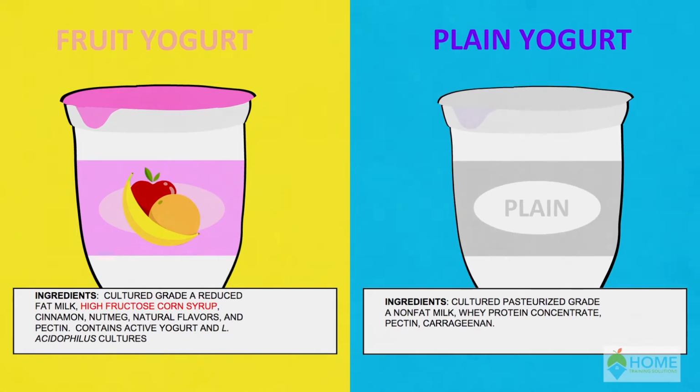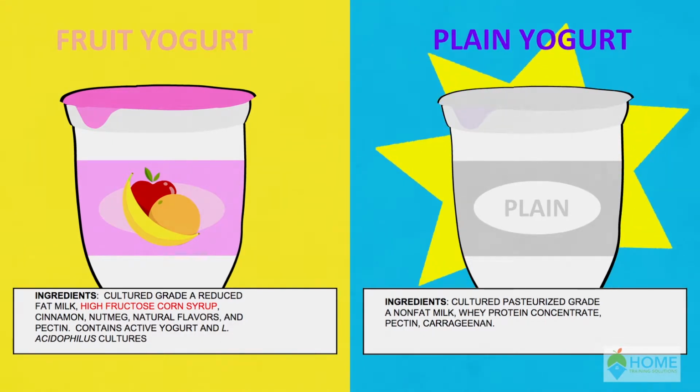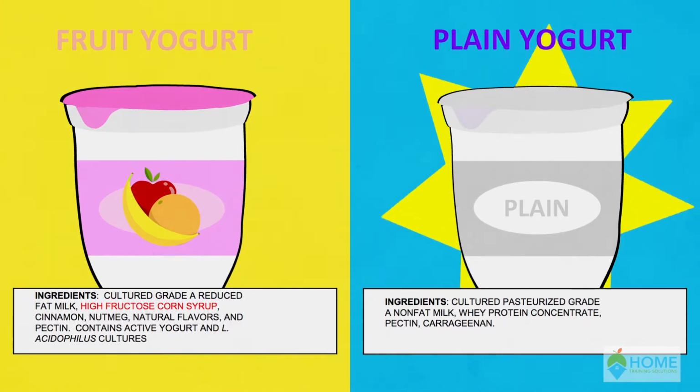After comparing these 2 types of yogurt, which one do you think is the better choice? Clearly, plain yogurt is the better choice. You can always add your own fruit to make it sweeter. There's no need for yogurt to have lots of added sugar.